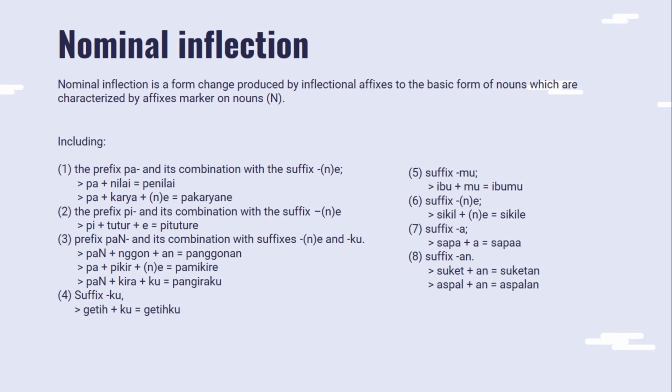Jadi, infleksi nominal adalah perubahan bentuk yang dihasilkan dengan afiks-afiks inflektif terhadap bentuk dasar nomina yang berciri afiks penanda pada kata benda. For example, number 1, there is prefix pa and its combination with the suffix ne. The basic karya, which is combined with prefix pa and suffix ne, so it becomes pakaryani. And then for the example of suffix, there is suffix ku. The basic ketih combined with suffix ku, so it becomes ketihku. And here you can see other examples of prefix and suffix.